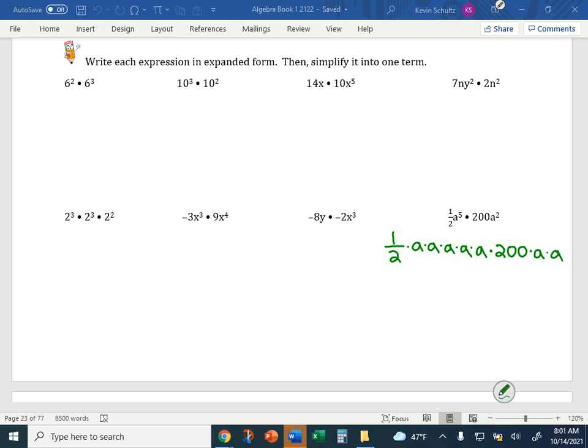Again, expanded form is required for this first page. If you don't have it written out in expanded form tomorrow, you will not get credit for completing the homework. So make sure you do it for this first page.